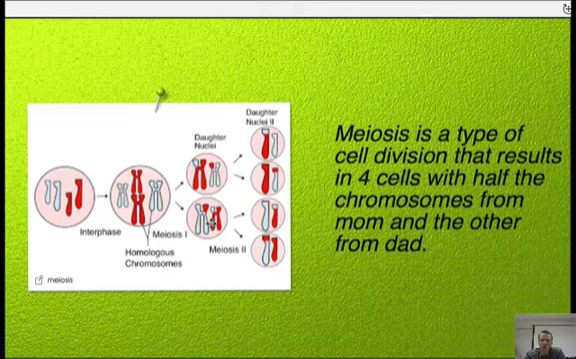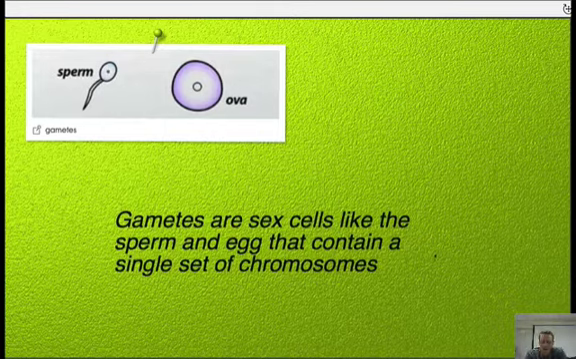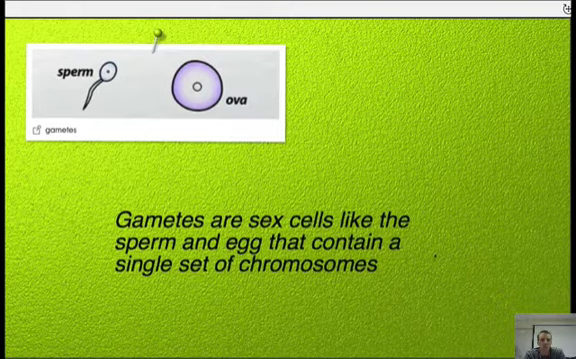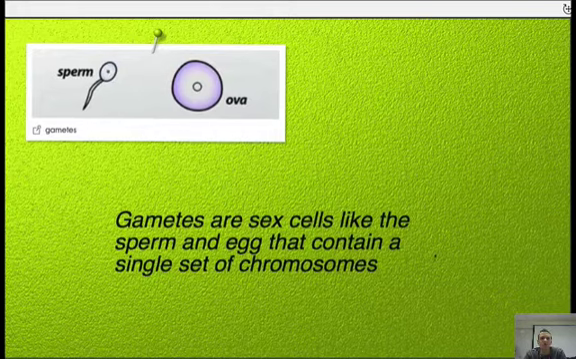Now moving into gametes, you have to know what gametes are because in mitosis, gametes are not involved, but in meiosis, gametes are involved. And what are gametes? Gametes are sex cells like the sperm and the egg that contain a single set of chromosomes. So once again, you get that single set of chromosomes, 23 chromosomes from your mom in the egg cell, and then 23 chromosomes from the sperm from your dad. And those just make up the gametes right there. And once again, those sex cells are only seen in meiosis. Sex cells are not seen in mitosis because mitosis, remember, is that split of the nucleus by one parent cell.